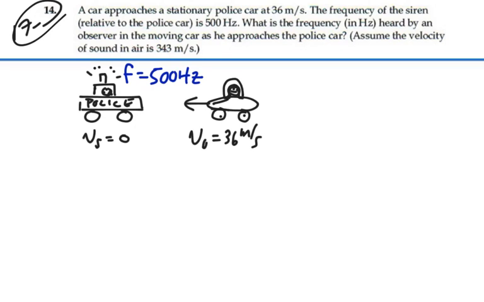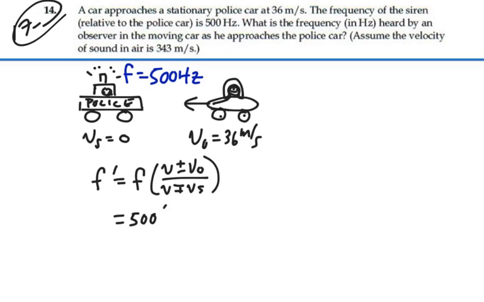So we should get that the observed frequency is equal to the actual frequency put out by the source, times the velocity of sound, plus or minus the velocity of the observer, over the velocity of sound minus or plus the velocity of the source. In this case, that is going to be 500 hertz for the frequency of the source, times 343, the velocity of sound, plus or minus the velocity of the observer, which is 36, over 343 minus or plus the velocity of the source, which actually is 0.